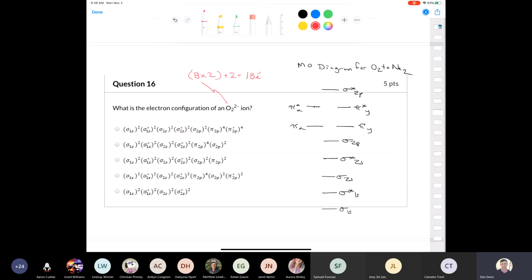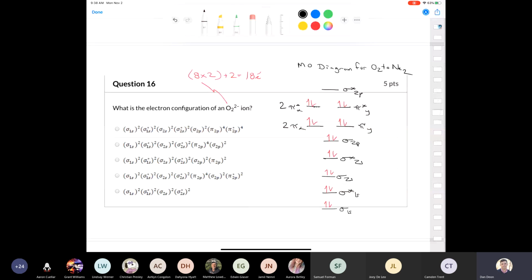So 18 electrons. Let's start by putting them in. We've got 1, 2, 3, 4, 5, 6, 7, 8, 9, 10, 11, 12. Remember Hund's rule. 13, 14, 15, 16, 17, 18, like that. And so I neglected to put my 2 here, but these are 2 pi, 2 pi, like this.